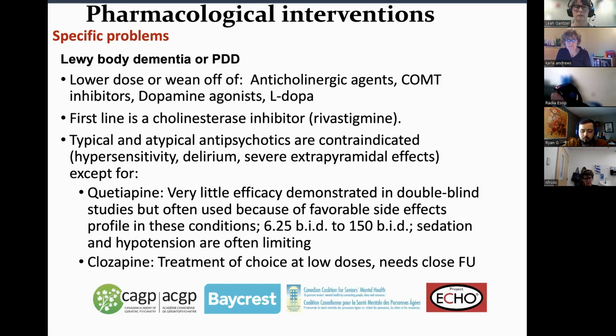It is described between 6.25 and 50 milligrams per day. There are at least 5 double-blind studies which prove its efficacy in those patients. But unfortunately, even at a low dose, one needs to have blood work regularly every week, because the agranulocytosis associated with that medication can happen even at very, very low dose.